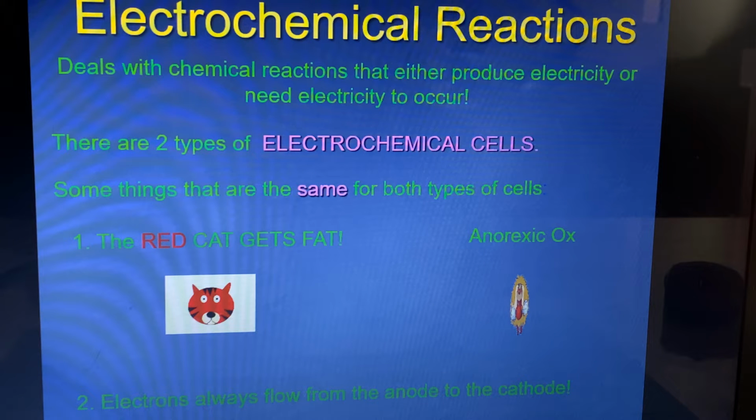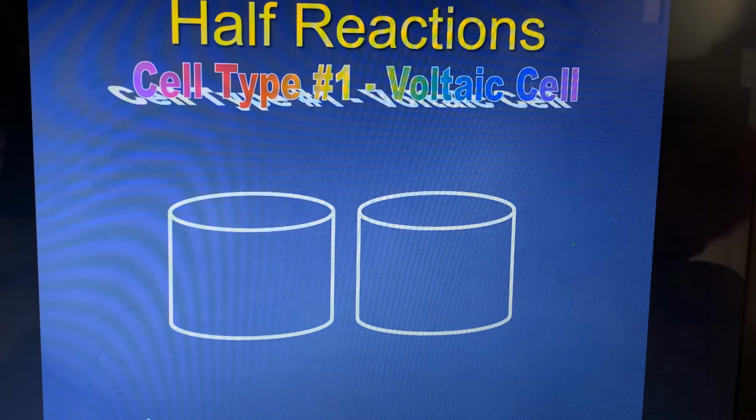Voltaic cells. The common name for a voltaic cell is a battery. So we're going to talk about basic battery setup. Now, there are all kinds of batteries. You've heard of alkaline batteries, lithium polymer batteries or LiPo batteries, dry cell batteries, lead cell batteries. There are all different ways of going about it.